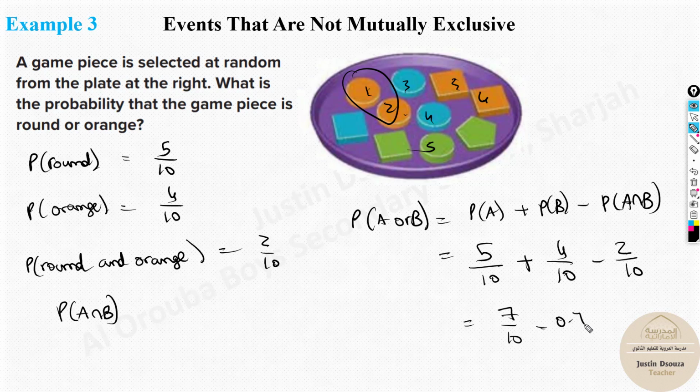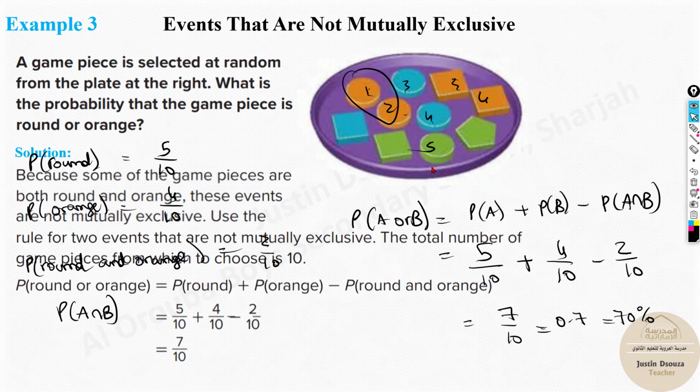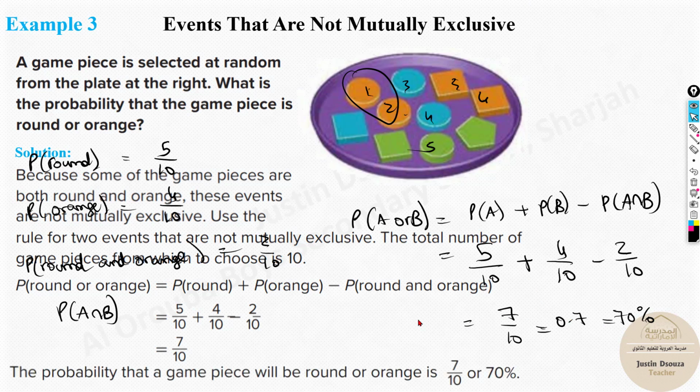You have 0.7 probability of getting a piece that is round or orange, or it is 70%. This is how we solve. This is an important factor, that is P of A intersection B, that has to be removed because we are using it twice right over here. Only one time we need it, so we subtract it. The answer should be 70%. Let's check it out. Yes, it's 7 by 10. That's enough. It's 70%.